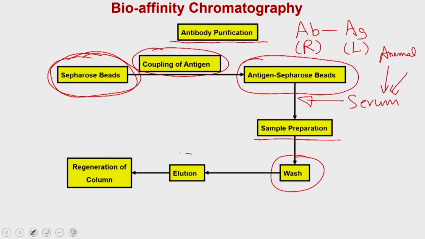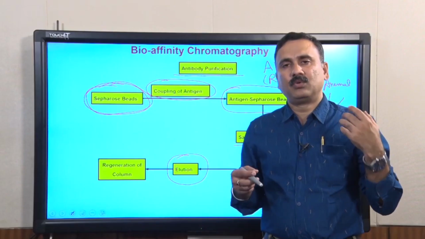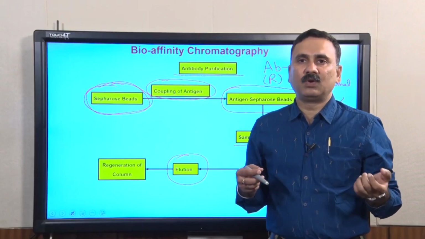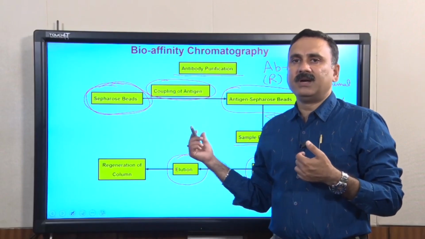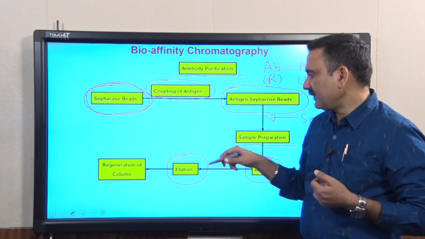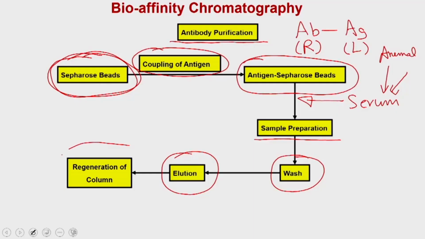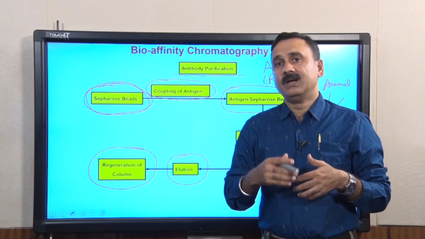Now, what you are going to do? You are going to do an elution. For elution there are multiple approaches or choices to elute the antibodies from the antigen, and once you are done with the purification, you have to regenerate the column. So, let us start with the first step, that is the coupling of antigen to the Sepharose beads to prepare your antigen Sepharose beads, which are going to be the column for purifying the antibodies.